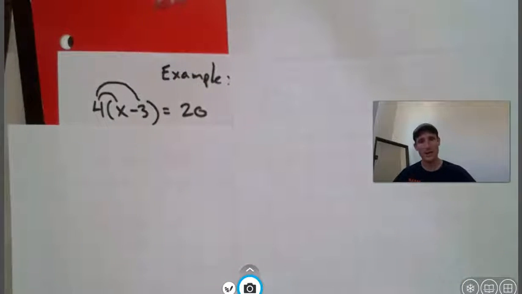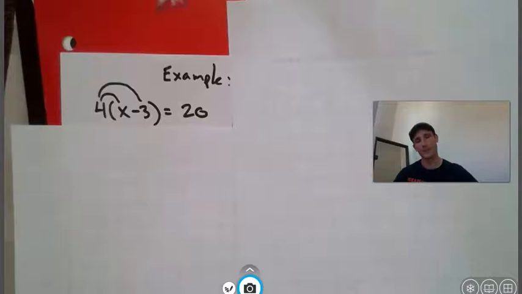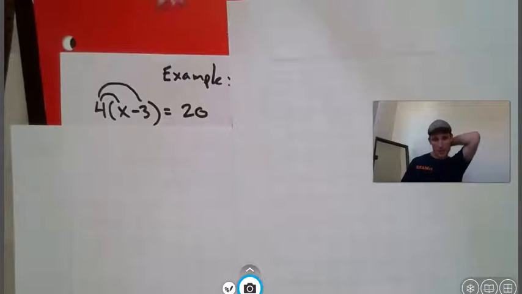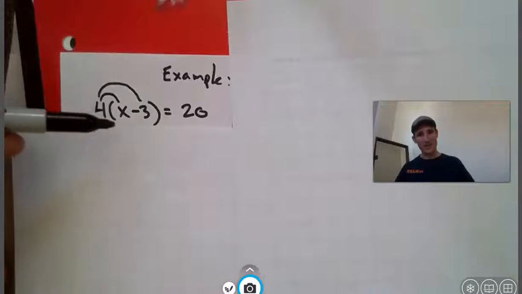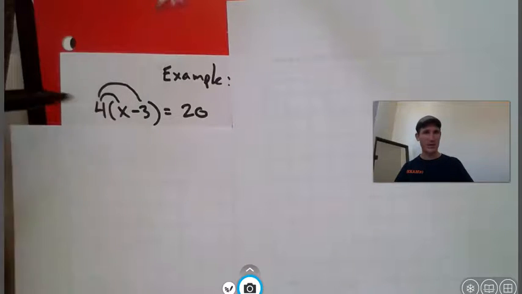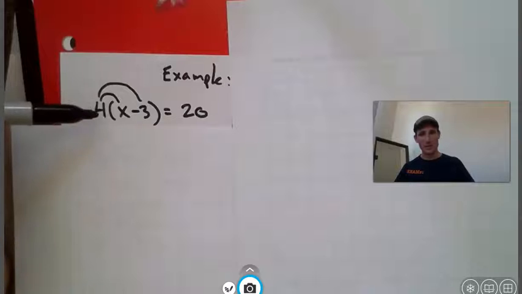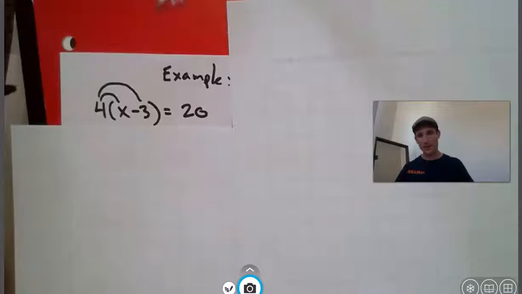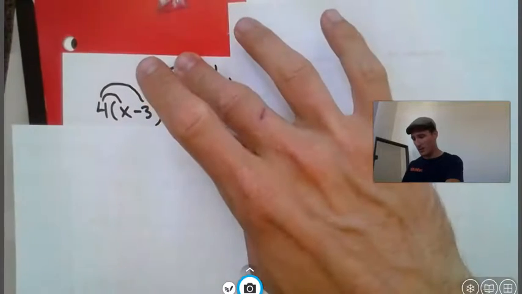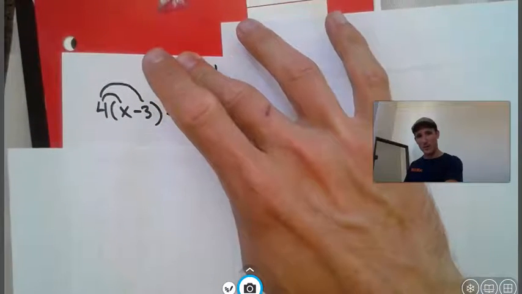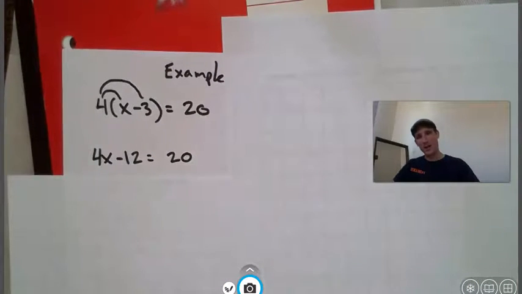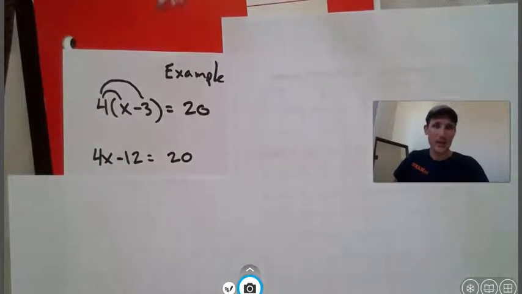4 times x minus 3 equals 20, right? 4 parentheses x minus 3 equals 20. I'm going to use the distributive property because I can't subtract 3 from x because I don't know what x is, right? But I can distribute the 4 double rainbow style to both objects in the parentheses. I simplify that to be 4 times x, which is 4x. 4 times negative 3 is negative 12.